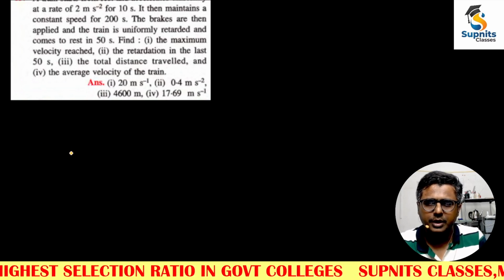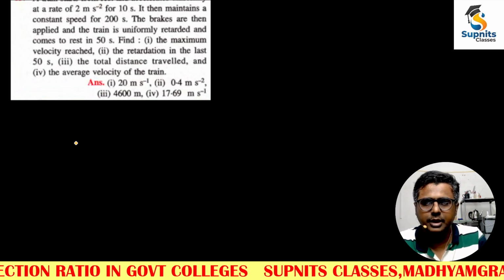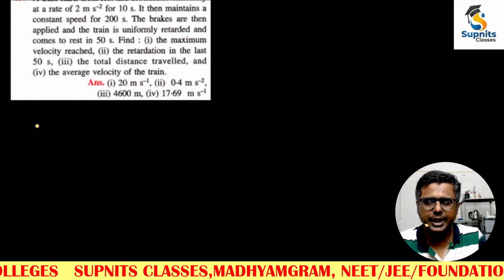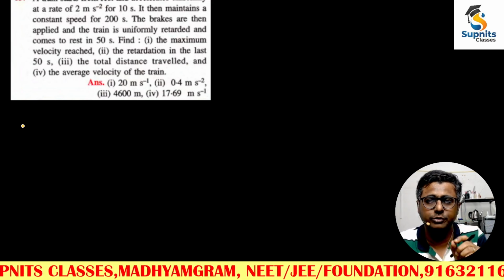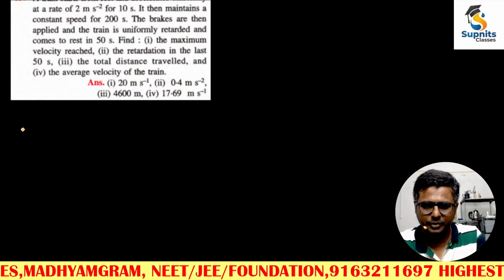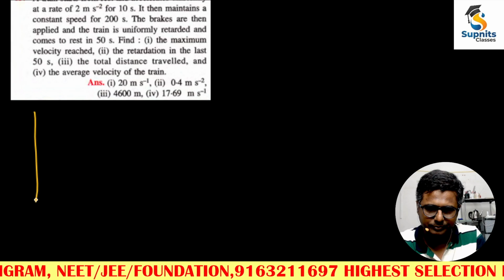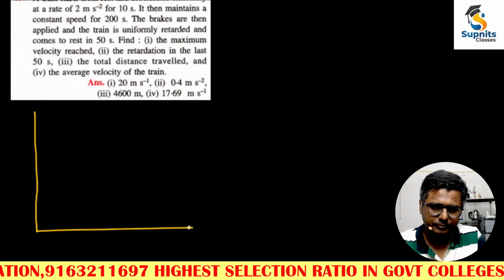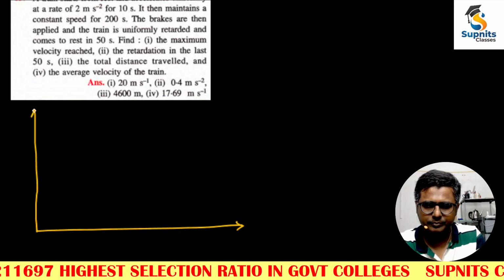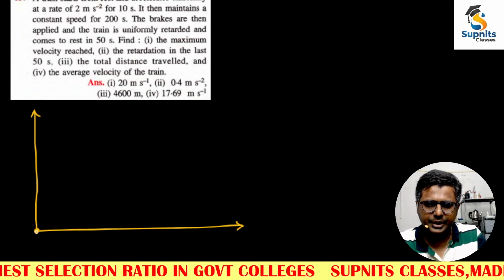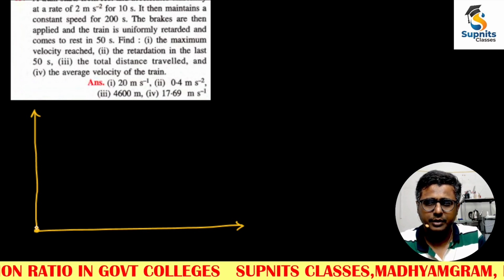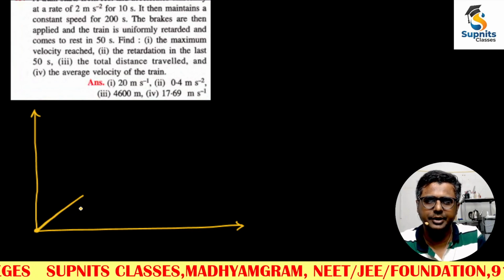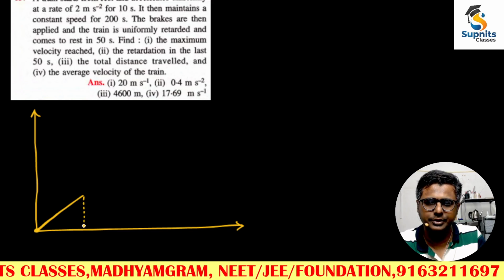Here it is said the train starts from rest and accelerates uniformly at a rate of 2 meter per second square for 10 seconds. So first I'll draw a graph. The train is starting from rest, so velocity is 0, and it accelerates at a rate of 2 meter per second square, accelerating for 10 seconds. Very good. So this is my 10th second.